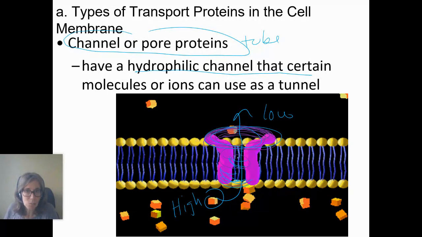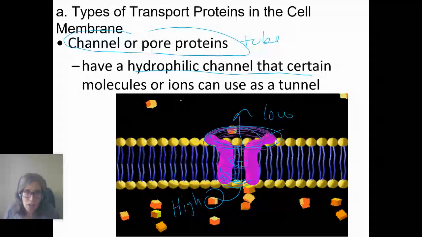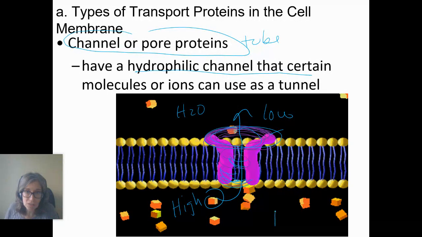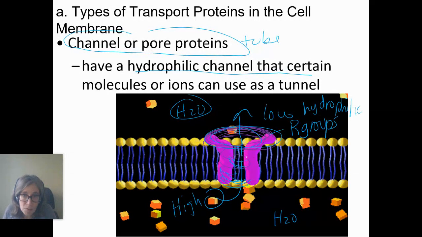So on the inside, it'll be hydrophilic. Maybe out here, you know how there's water outside of the cell and water inside the cell. So out here, the R groups on the amino acids, because they're near water, would probably be hydrophilic. And maybe in here, along the part that's near whatever is moving through, maybe sodium is moving through, you might have some partially negatively charged R groups, right, to attract the sodium and help it to go through.